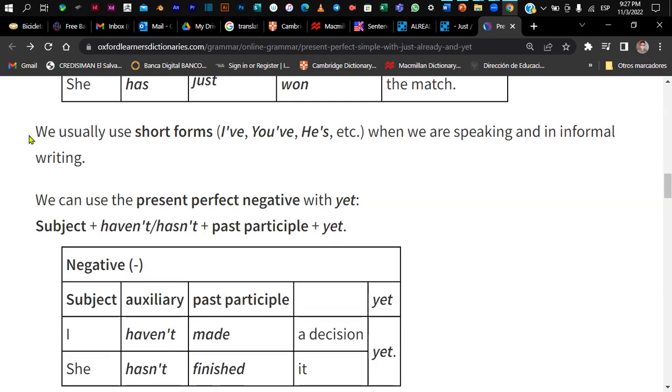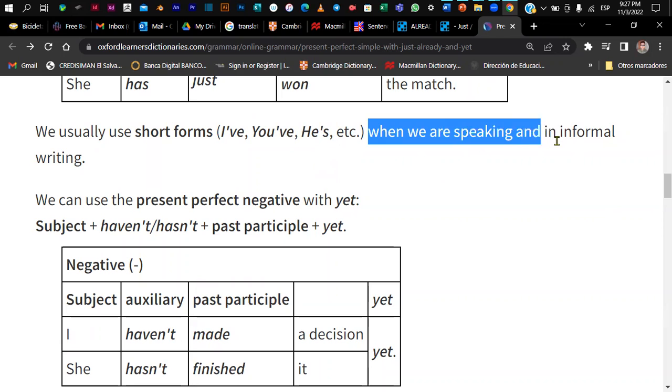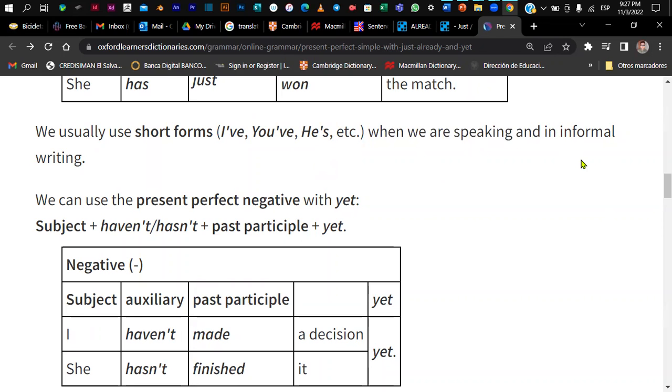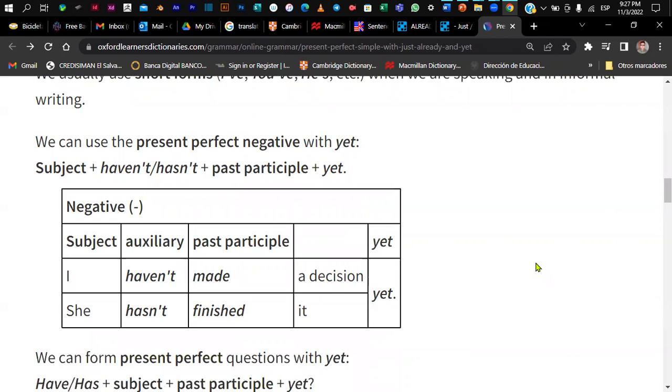We usually use short forms: I've, you've, he's, and so on, when we are speaking or in informal writing. Good. We can use the present perfect negative with yet.